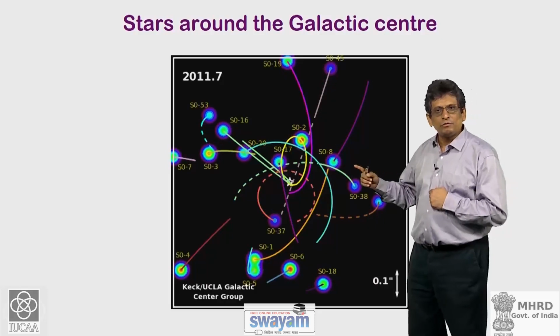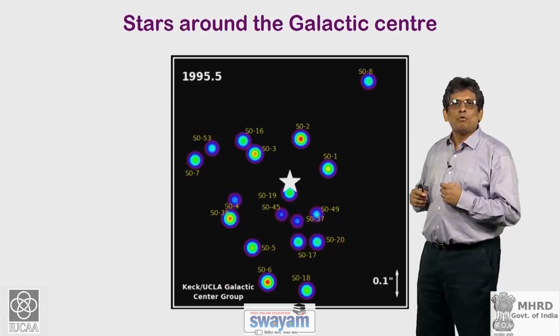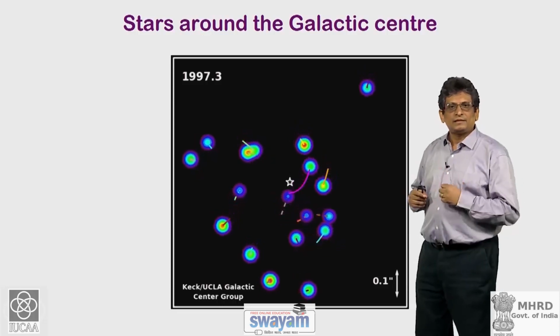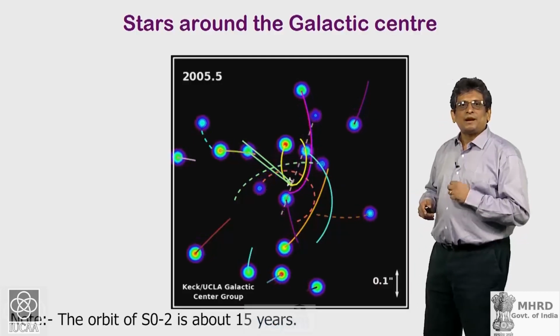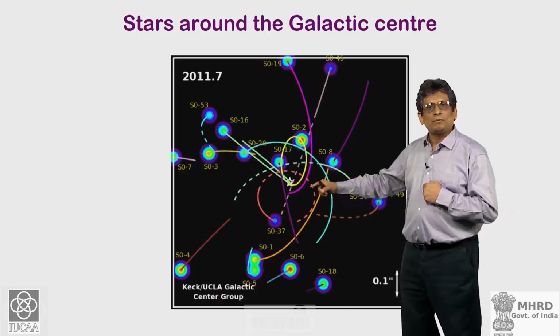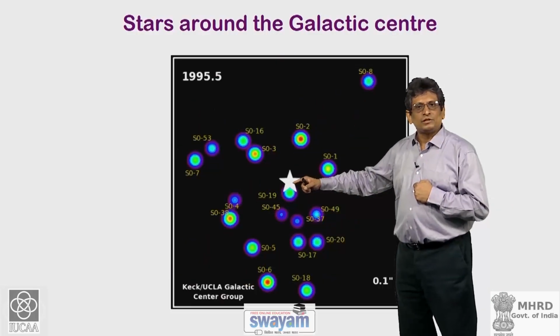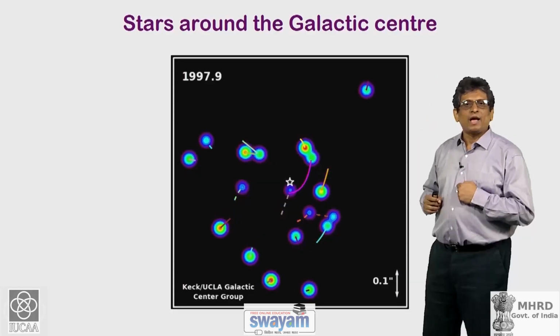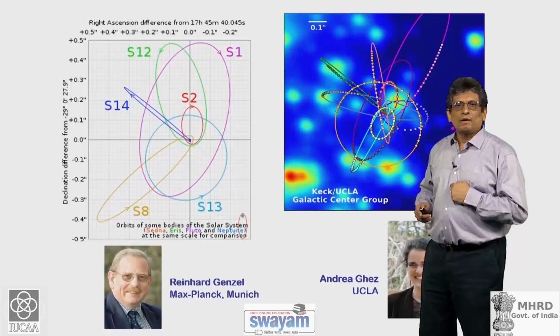The star called S2, whose orbit is in yellow, has completed more than one orbit in this period. It has an orbit of about 11 years. And there are many others which have completed these orbits. All are elliptical orbits which have a common focus, which is given by where the center of our galaxy is, where this central object is.